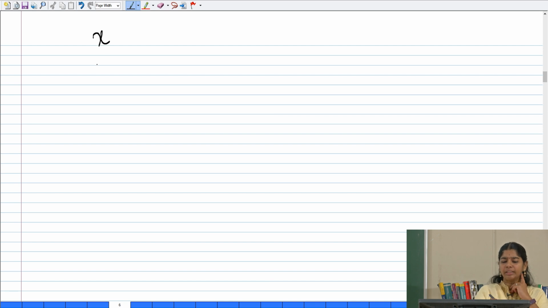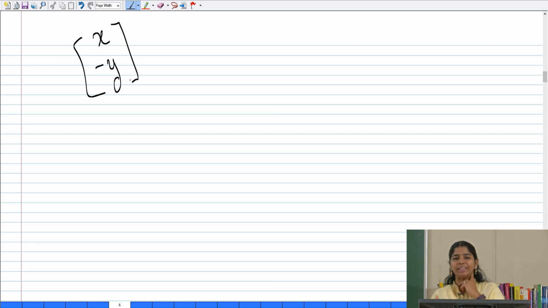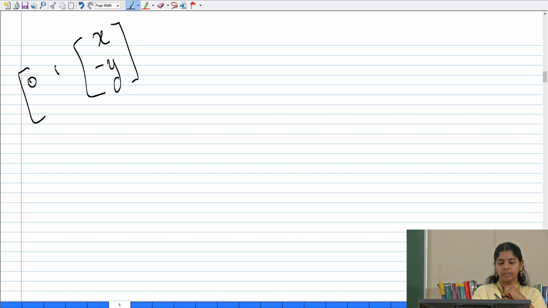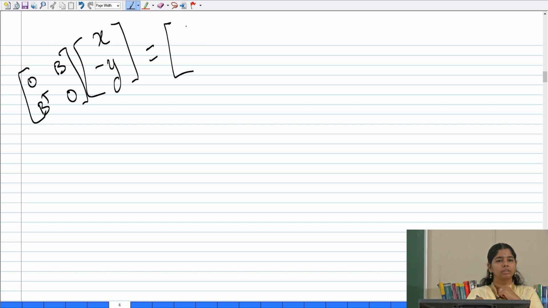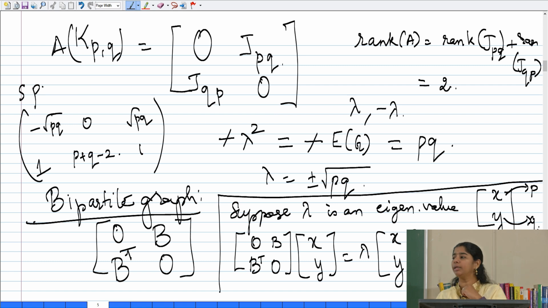Suppose we look at this vector (x, minus y). We want to see whether this will be an eigenvector for some eigenvalue. Suppose I look at the matrix [0 B; B transpose 0] applied to (x, minus y). So what would this be? We get minus By and B transpose x, and we already know from the previous representation that By is nothing but lambda x, and B transpose x is lambda y.